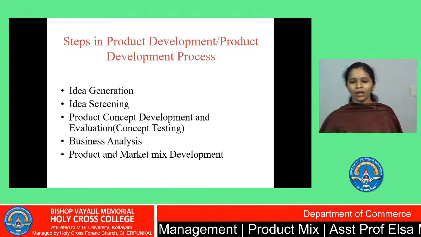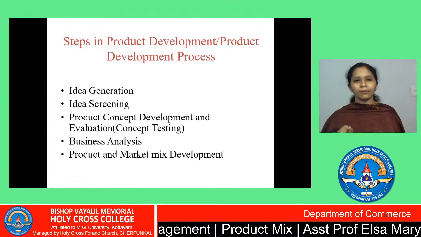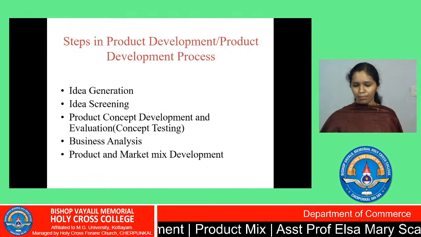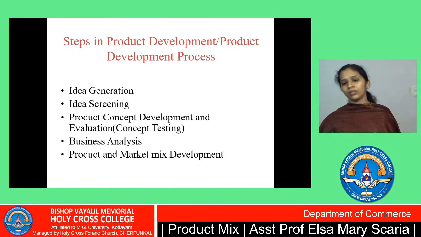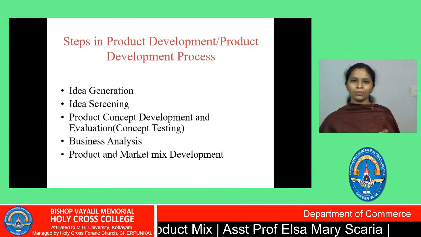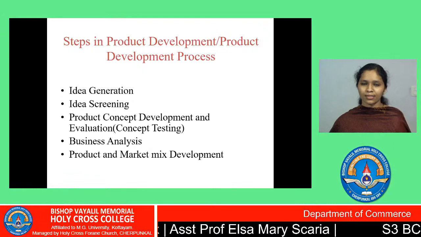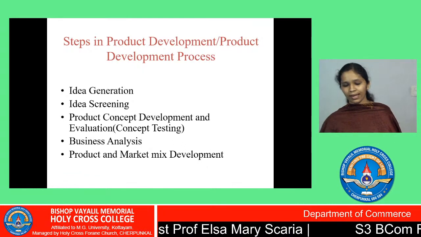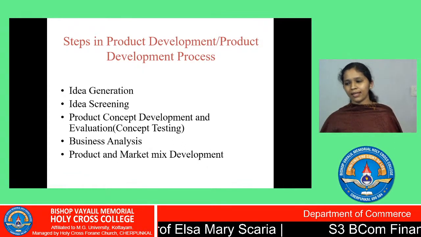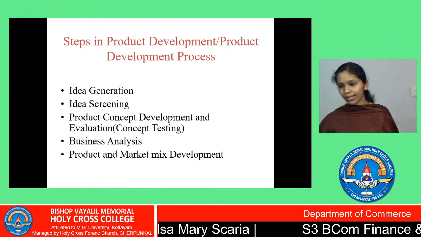That is, we have to forecast the market size, that means the demand of the product, then operational cost, that means production cost, distribution cost, etc., and the financial projections, that means forecast of sales and profit. So in this stage, the marketing team or the management team should conduct these types of forecast. Then the next one, or the 5th one, that is product and market mix development.